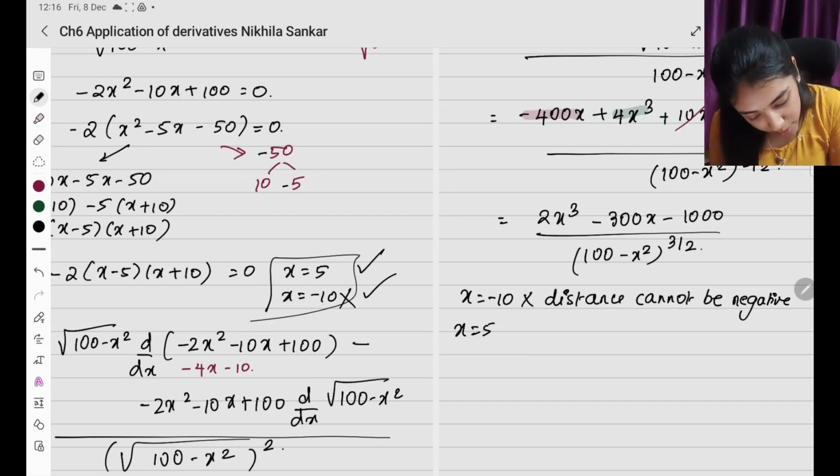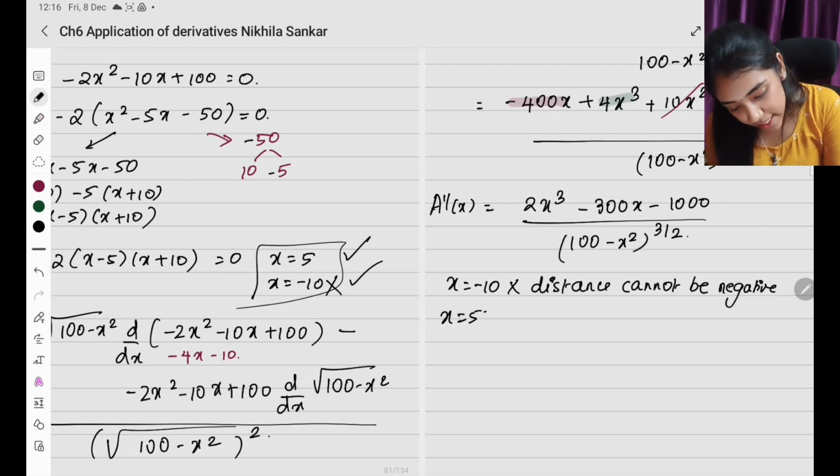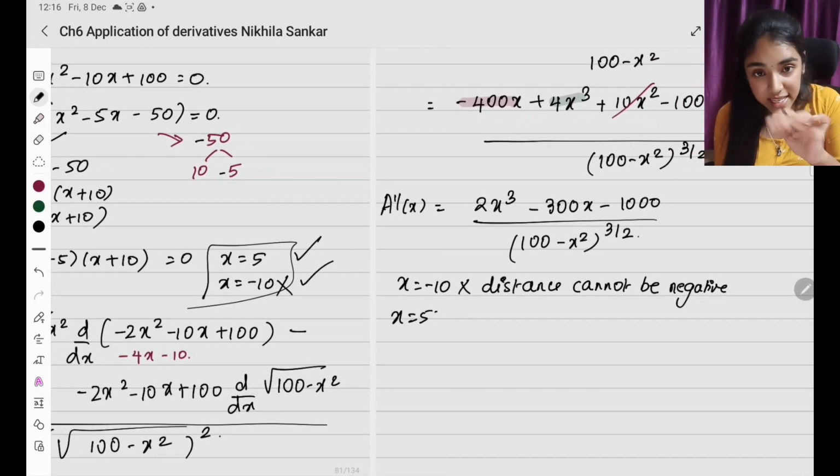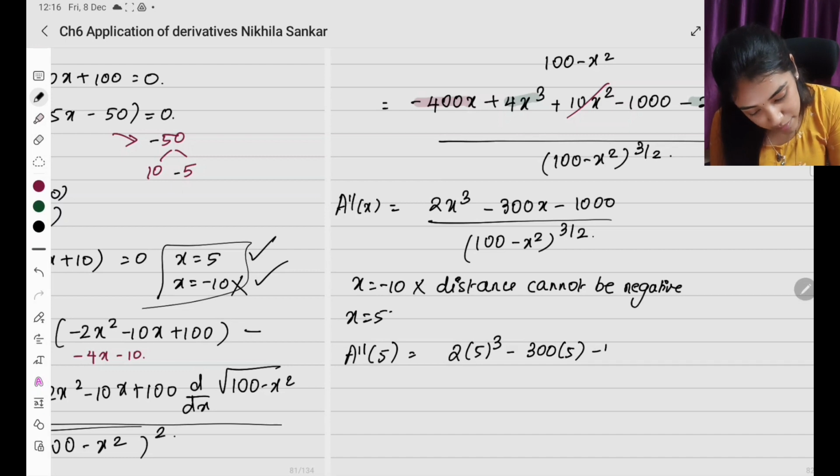So x equals 5. Okay, x equals 5, I am going to substitute in my second derivative test, because only then will we know whether it is less than 0 or greater than 0. So I have f double dash of 5 gives me 2 times 5 cube minus 300 times 5 minus 1000 divided by 100 minus 5 square the whole power 3 divided by 2.